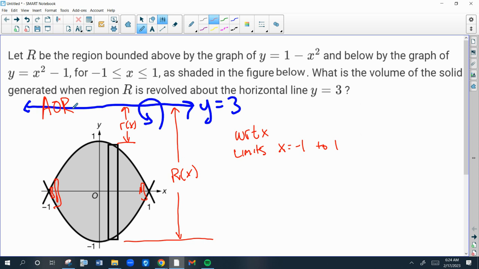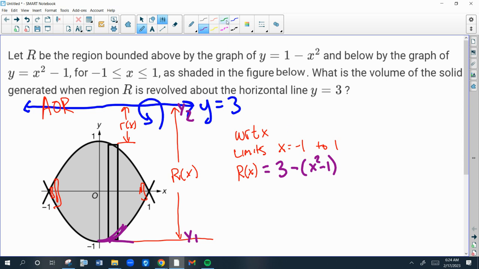So now we're just ready to measure. So we have big R of x. If you're measuring a vertical line like this, you always do the y2 minus y1. Just look at your arrow points. Y2 is resting on this line y equals 3. So y2 is 3 minus y1. The arrow point here is resting on this graph, y equals x squared minus 1, because it's the parabola that's pointing up. So minus x squared minus 1. And that's that whole quantity.